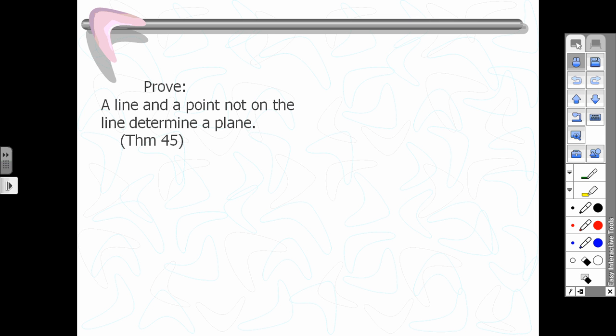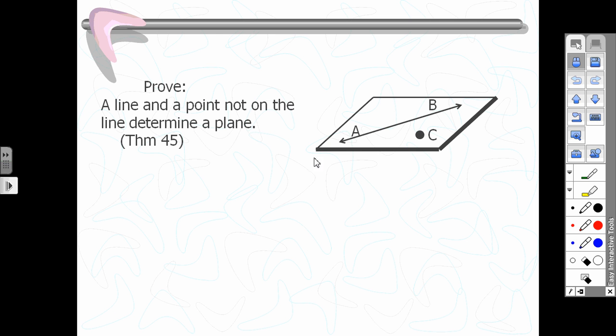So the first thing that you're going to want to do is to draw a plane and draw what the situation is, a line and a point not on the line. So here's my diagram, and I've actually labeled point A, point B, and here's point C that's not on the line. So this is going to be a really quick, easy proof. It's only a couple sentences long.